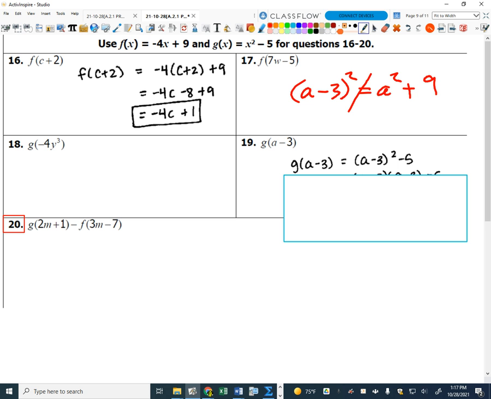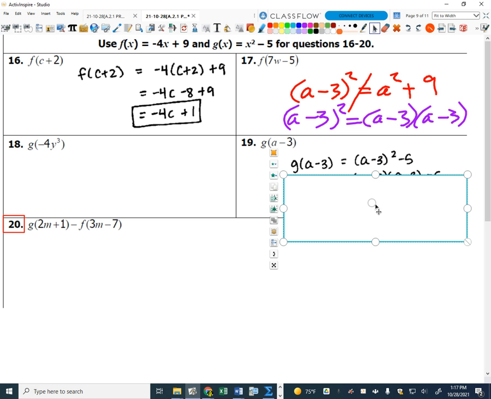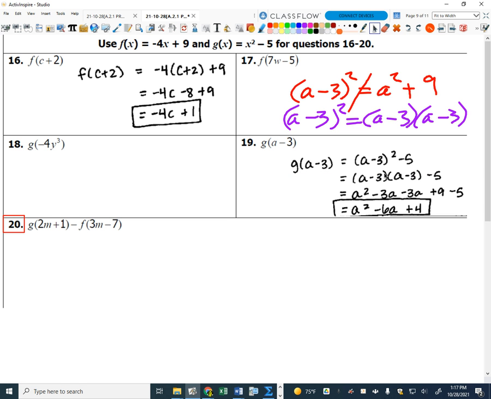Still no. What does it mean to square something? I'll multiply it by itself, right? So if I want to figure out what a minus 3 squared is, I have to simplify a minus 3 times a minus 3. I have to distribute that out, FOIL that out, right? Okay, so if I do this problem then, a minus 3 squared, if I FOIL that out, I'm going to get a squared minus 3a, distribute the negative 3, I get another minus 3a plus 9. So when I add up the like terms, I get a squared minus 6a plus 9 minus 5. That's my answer, right? Okay, last one and I'm done.